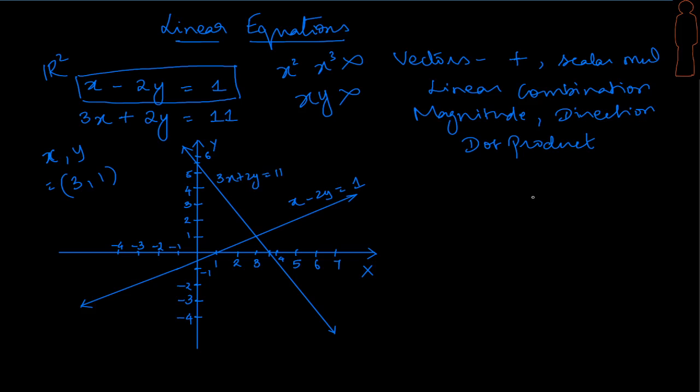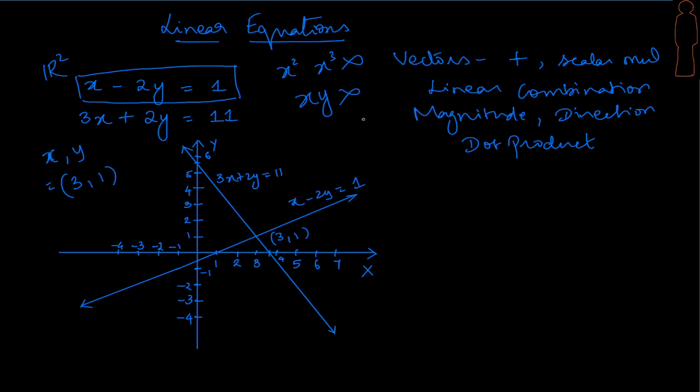Very interestingly, both of them meet exactly at 3, 1. And we know that that's the solution. Great. So this is typically the picture that we have been drawing in our mind. And remember this, that when we have one equation in R2 and we plot it in R2, it forms a line in R2. Let's keep this in mind.